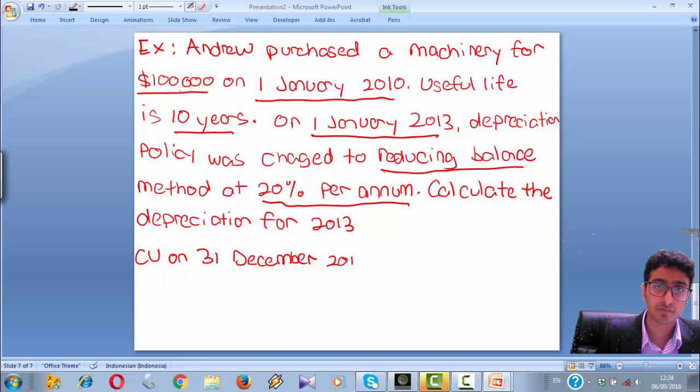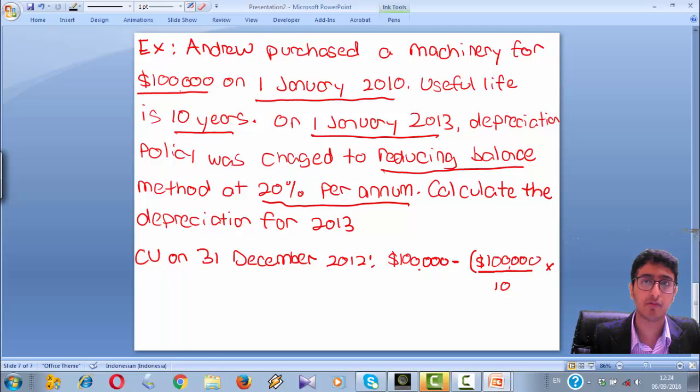Okay, we will have my cost of $100,000 minus 100,000 divided by 10 years, yes, cost over useful life, times 2 years have passed, right? 2010, 2011, 2012. Oh, sorry, 3 years have passed, that means. Yes? That means now what is my carrying value? My carrying value on 31st December 2012 would be $70,000.